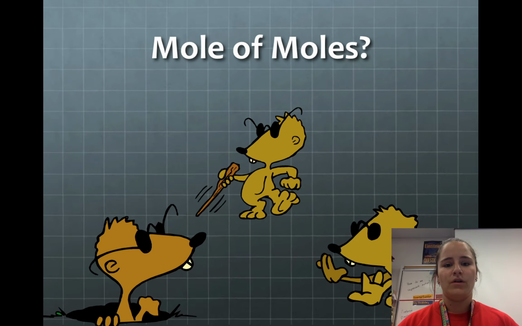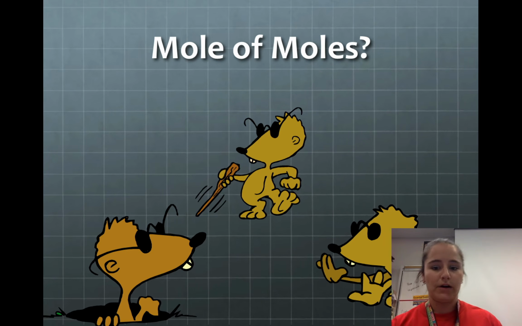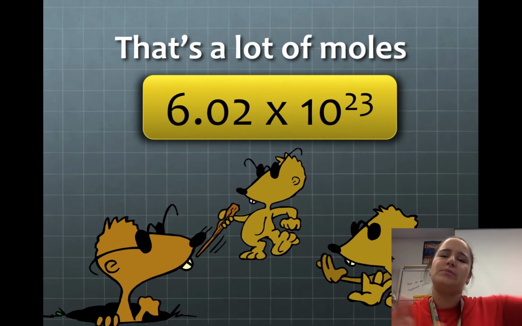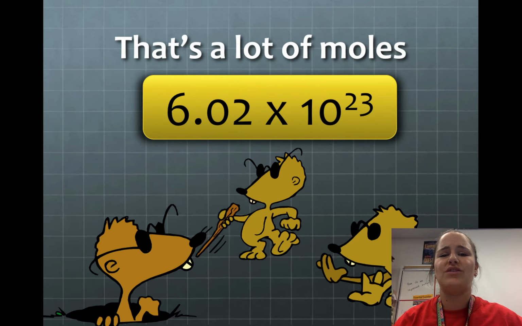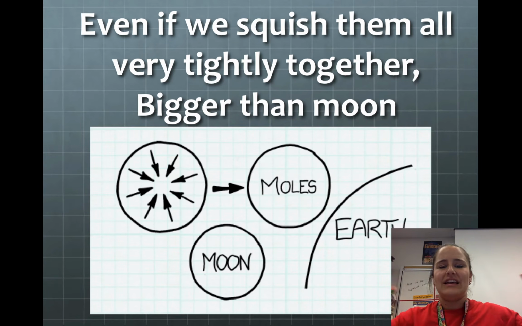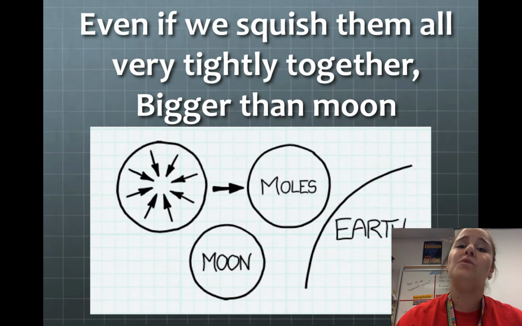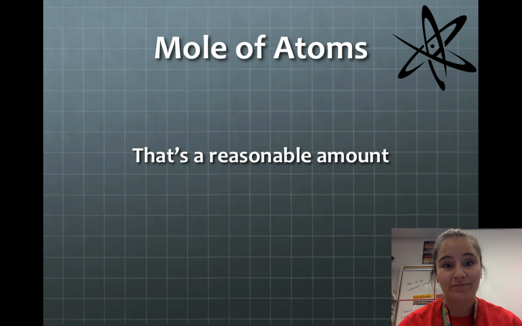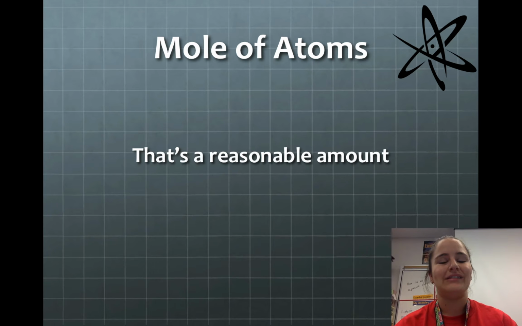Okay? What if I had a mole of moles? Like, the moles that live in the ground that I showed the picture and said we weren't talking about earlier. Okay? If I took all those moles and I squished all 6.02 times 10 to the 23rd moles together, and their gravity started acting on them, and so in the middle you just have this yucky mole soup thing, it would still be bigger than the moon. Okay? But a mole of atoms. A mole of atoms is a reasonable amount.